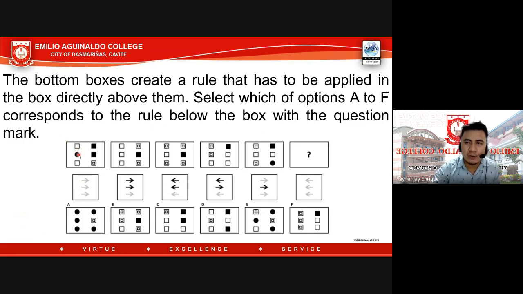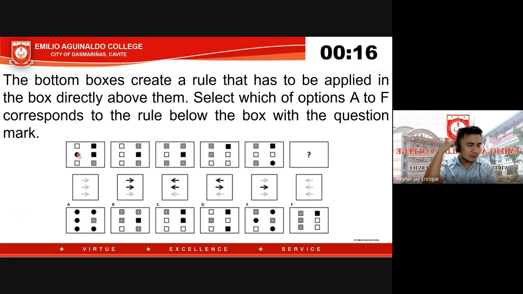Again, I will be giving you 30 seconds to answer this problem, and after 30 seconds, titingnan na natin yung sagot. So what may be the possible answer? Just take a look at the rules first, the rules that are being applied on that position. Okay, so time's up.